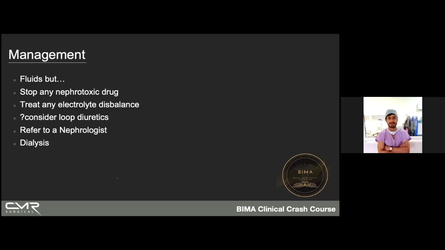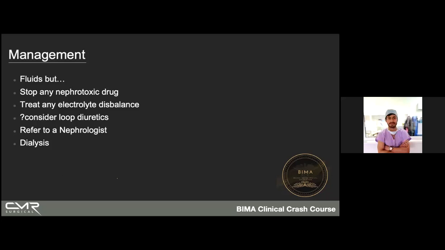I've put "query consider loop diuretics", and I think you should consider it, but you shouldn't consider it, because usually in actual practice, you wouldn't consider it unless someone was significantly fluid overloaded. And you would only use it if they're significantly fluid overloaded to try and artificially boost the urine output. So that's why you could consider it, but you'd only have to consider it in a very small population of patients with significant fluid overload.